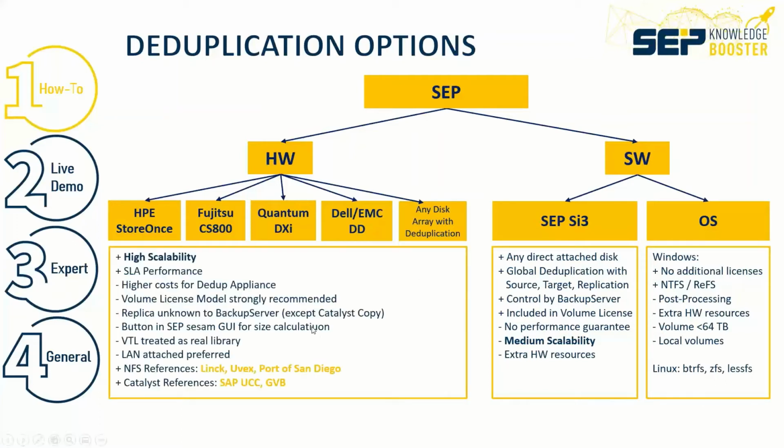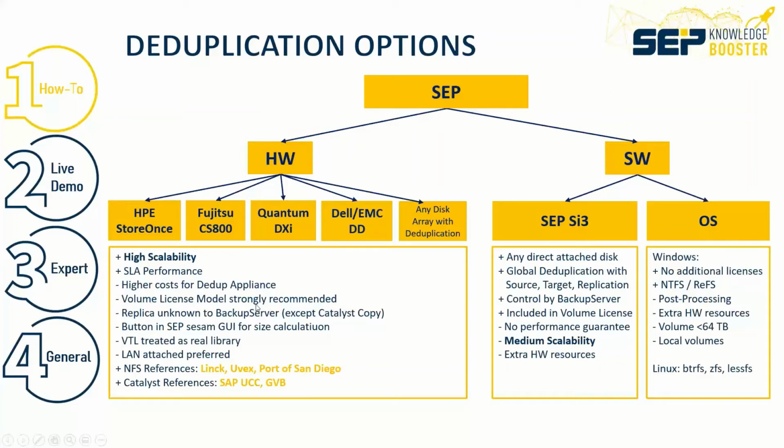Now, regarding the hardware deduplication, these are all dedicated appliances for doing deduplication work. So they definitely have a huge scalability. I know with the StoreOnce, you could save petabytes of data on one dedup appliance, and they have an SLA for this. They guarantee specific performance values, benchmarks, and so on. But therefore, you have a little bit of a higher cost for the dedup appliance because it's hardware plus software bundled.